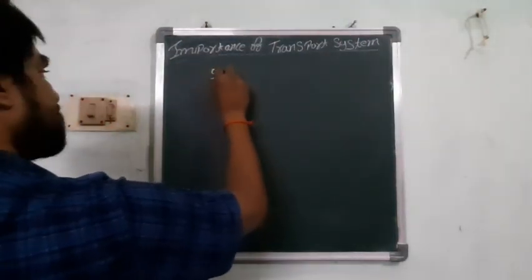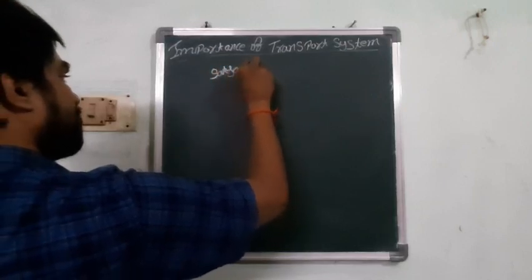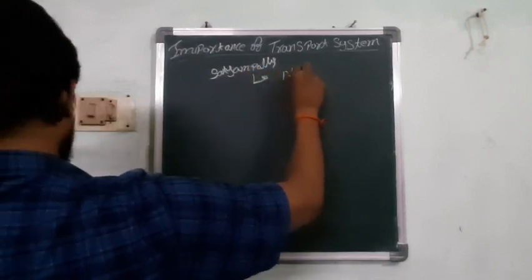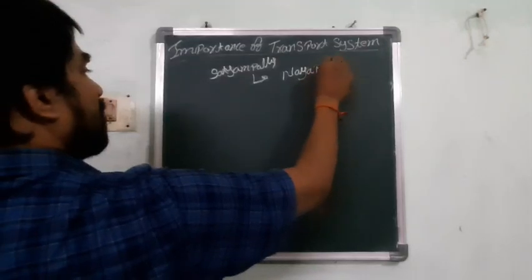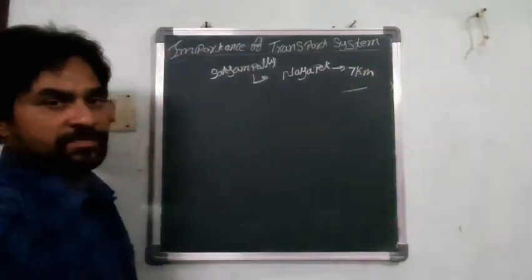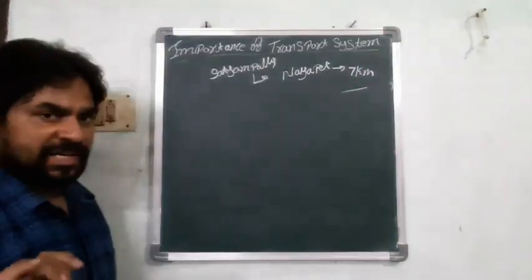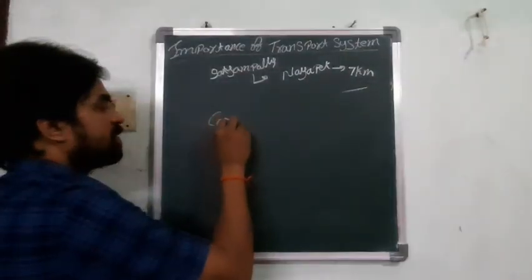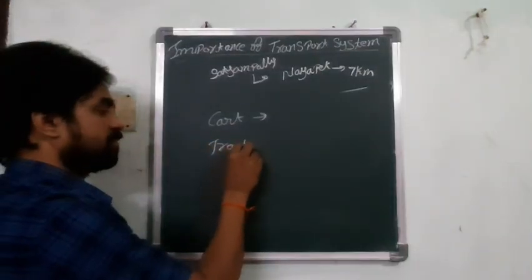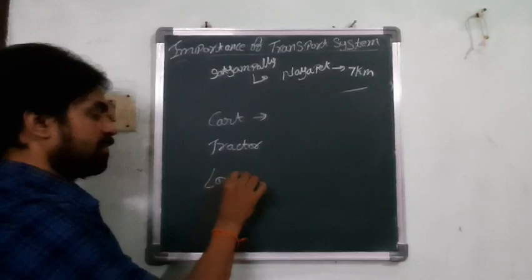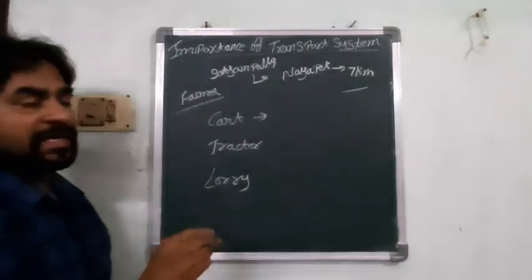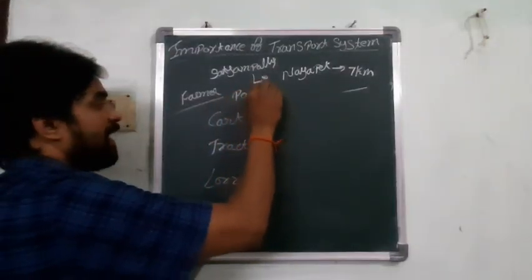So they gave one example. Farmers staying in the region of Satyapalli. Near there is a place called Nayapet. The distance between Satyapalli and Nayapet is 7 kilometers. There are three different types of transport available. One is called a bullock cart. One is called a tractor. One is called a lorry. So farmers of Satyapalli have to take paddy bags to the market.